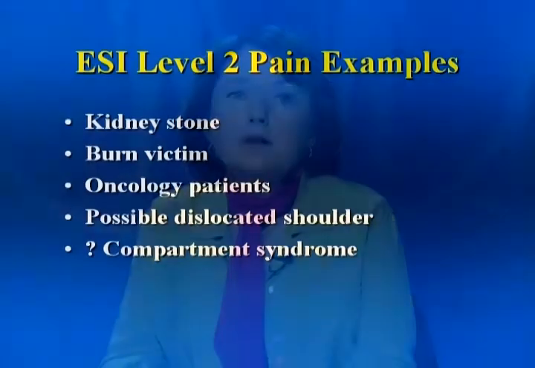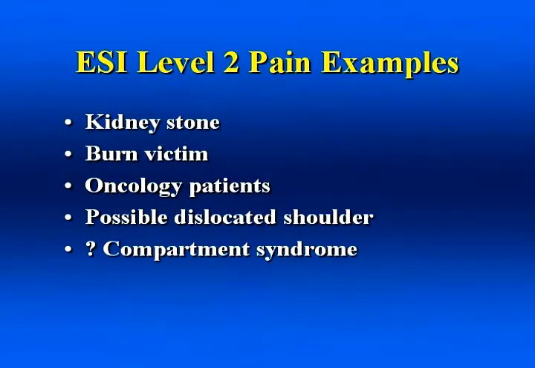Remember, it is the patient in severe pain that cannot be addressed at triage who will be given your last open bed. Patients who would meet this criteria include the patient with a suspected or known kidney stone who cannot sit still, who is nauseous, and needs IV pain medication, the patient with a severe burn, the oncology patient whose pain regimen is no longer working and they present to the emergency department for pain management, the patient with a possible dislocated shoulder who is crying, diaphoretic, and clearly in excruciating pain, the patient with a suspected compartment syndrome.